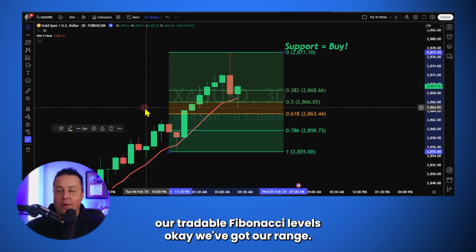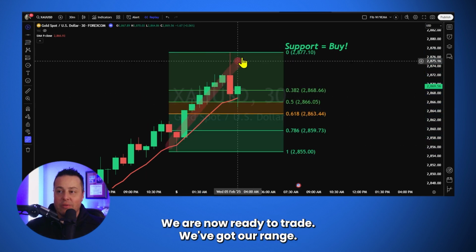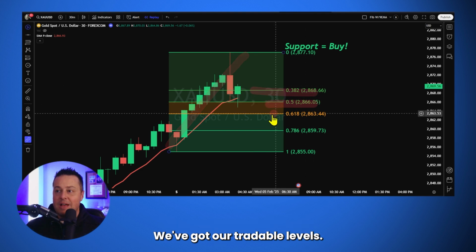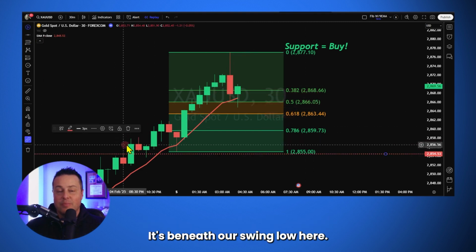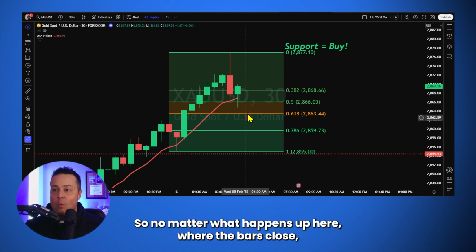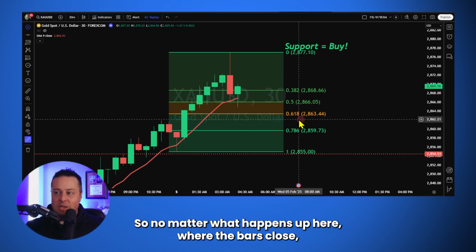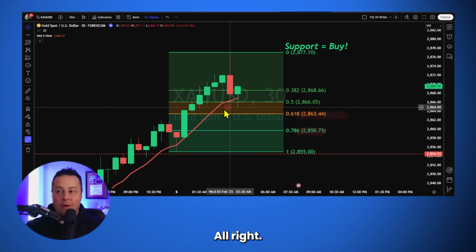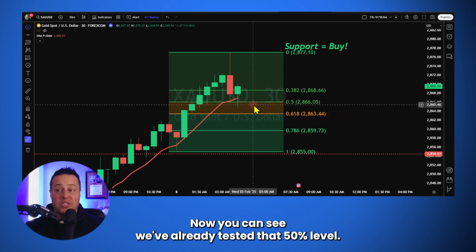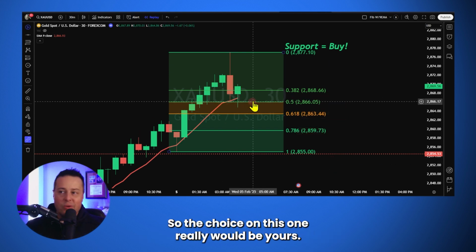Okay, we've got our range. We are now ready to trade. We've got our range, we've got our tradable levels, we've got our finite stop out point, which is absolutely imperative. It's beneath our swing low here. So no matter what happens up here, where the bars close, where we hit our levels at, we've got our stop out point. All right, now you can see we've already tested that 50% level, so the choice on this one really would be yours.